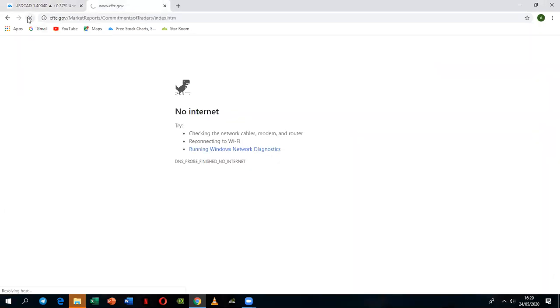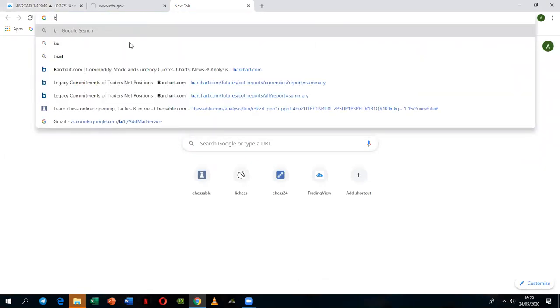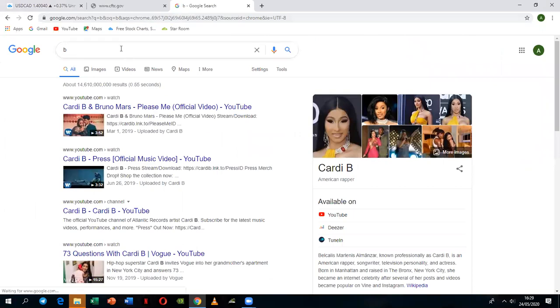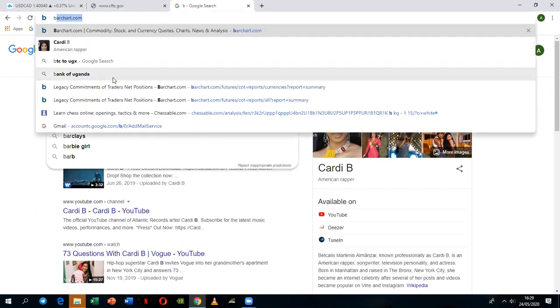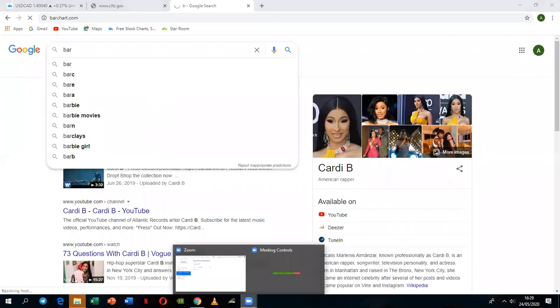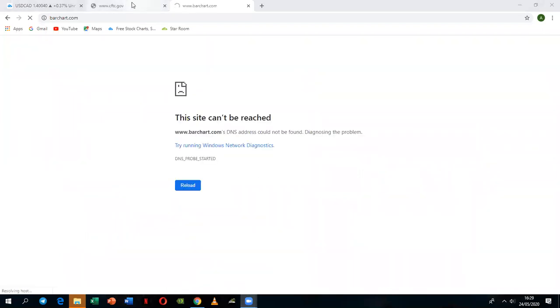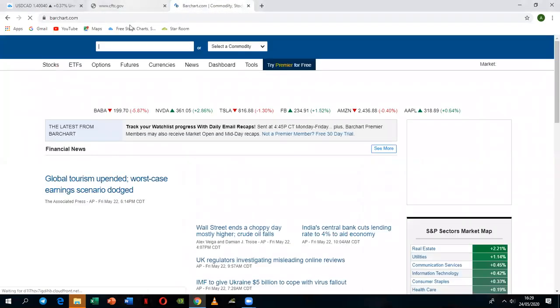Oh my god, internet. Dude, my network has jammed. But at least it's loading.